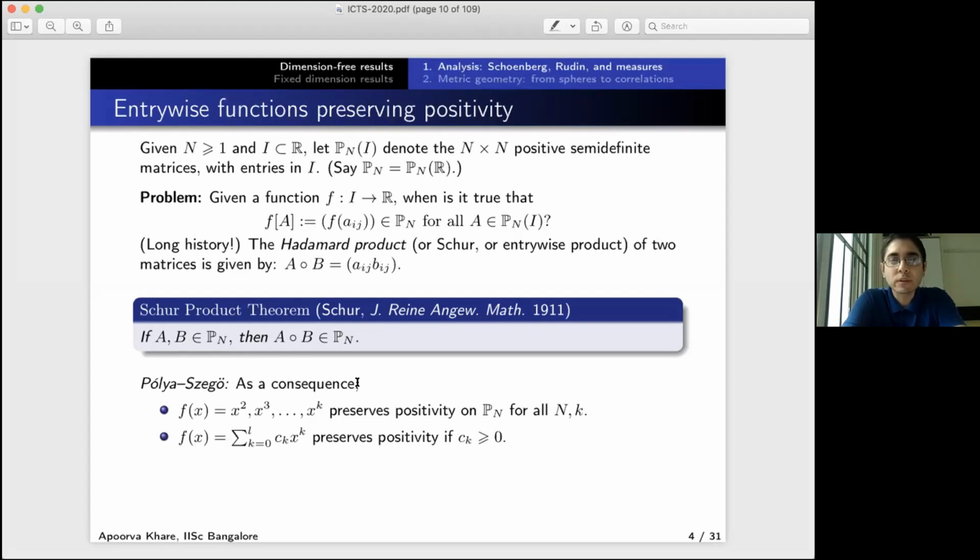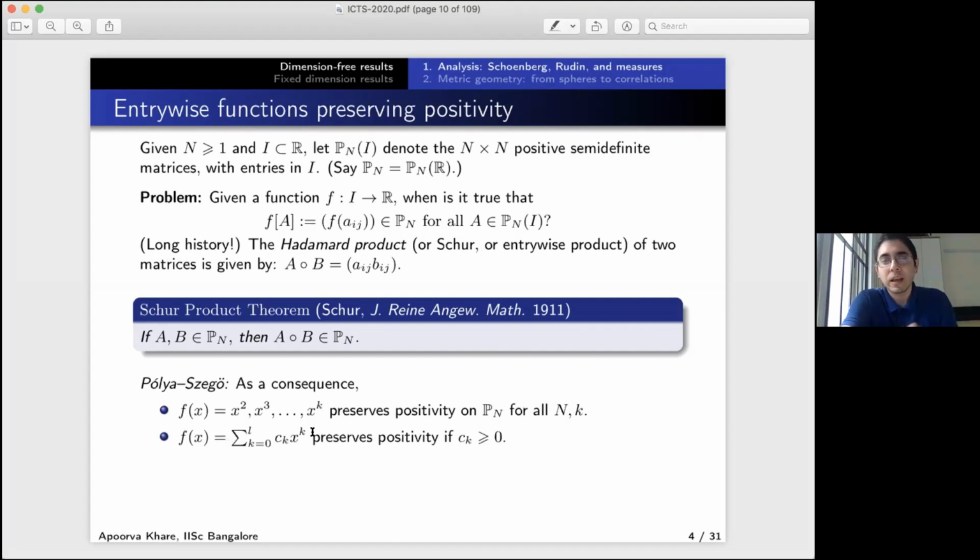Now, if you have two matrices which are positive, then it's easy to see that U transpose AU is positive, U transpose BU is positive, then U transpose (A plus B) U is positive. So sums and similarly positive multiples of positive semi-definite matrices have the same property. So as a result, if A square is positive and 2A cube is positive, then A square plus 2A cube is positive. And more generally, if all these monomials preserve positivity, then every polynomial with non-negative coefficients does the same.